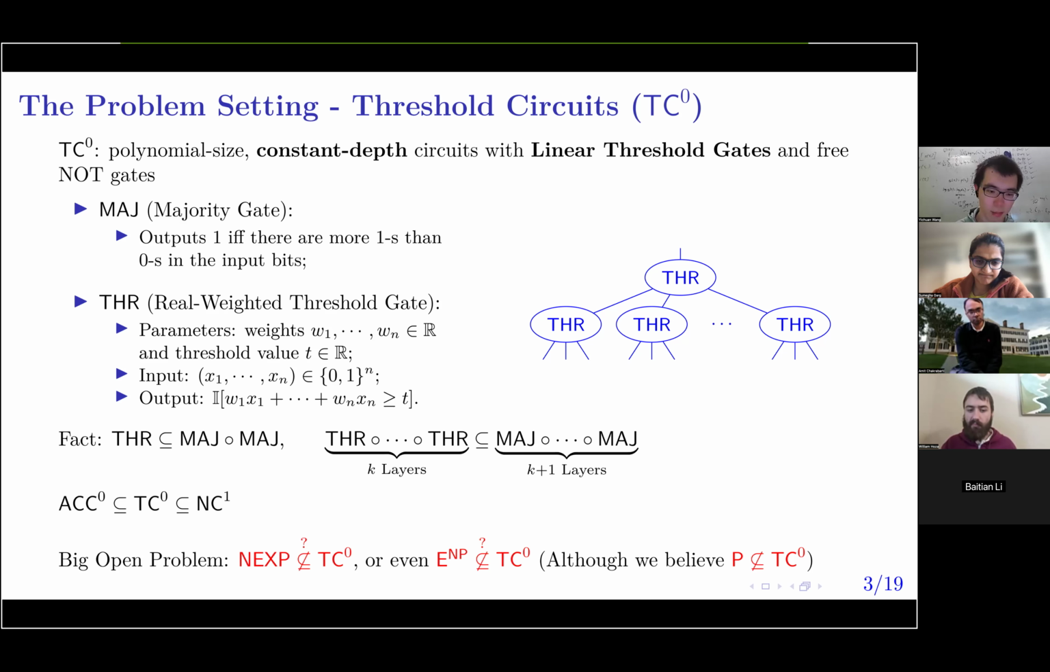Okay, now because people cannot prove those general TC0 circuit lower bounds, maybe we can do it step by step. Can we first prove lower bounds for depth 1 TC0 circuits, and then depth 2 TC0 circuits, and then depth 3, depth 4, and finally move to arbitrary constant depths?